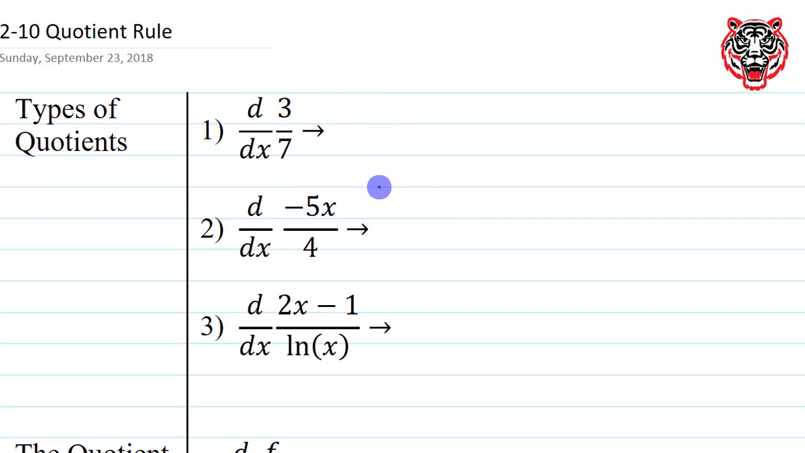All right, so types of quotients. What is another name for quotient? Shout it out. Division, okay. Fraction. Ratio. Yeah, all these things. These are quotients. So 3 divided by 7 is technically a quotient. What is the derivative with respect to x of 3/7? Shouldn't it be 0? It is 0. Why is it 0, Ben? Because it's a constant. Yeah, it's just the derivative of a constant. So we'll put 0, box it, final answer.